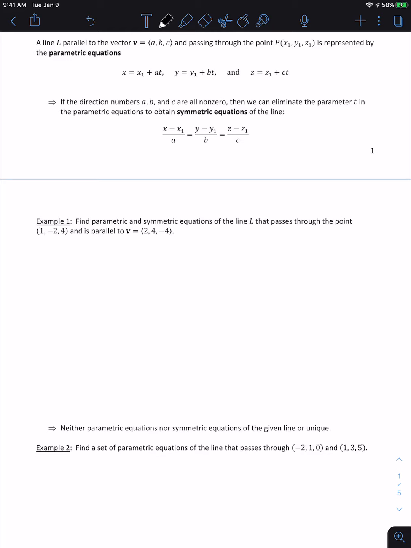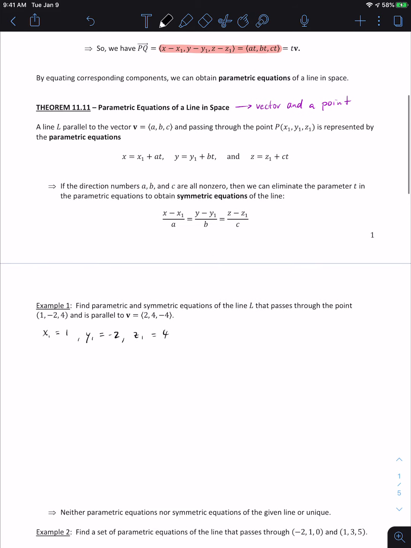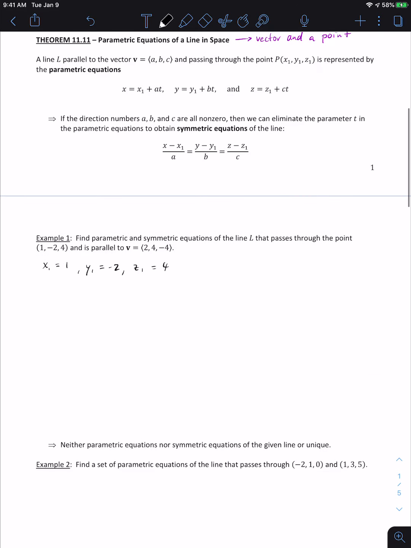It's not our slope, it's our vector. So now it's just a matter of plugging it into these equations. Since this is the first time we're doing it, x sub 1 is going to be 1 because it's the first component of our point. y sub 1 is going to be -2, and z sub 1 is going to be 4. And then my direction, what do we call those? We call those our direction numbers, A, B, and C, and those are the components of my vector. So A is 2, B is 4, and C is -4.